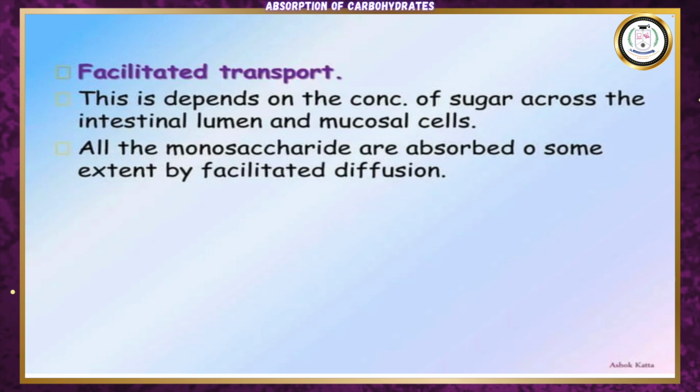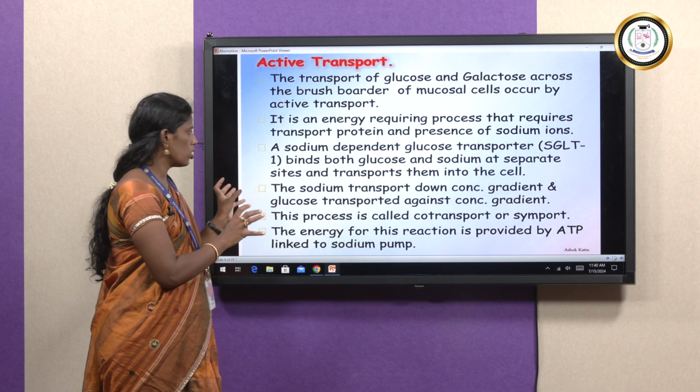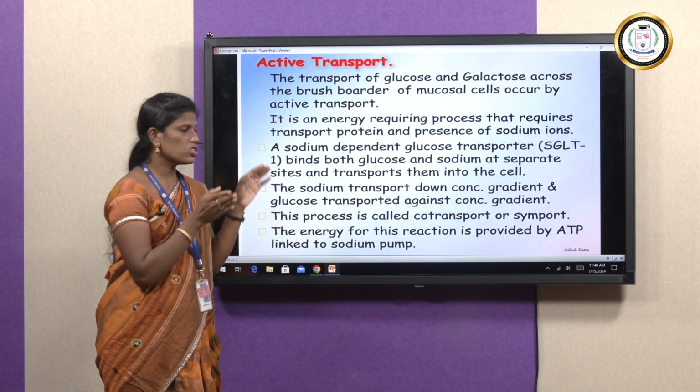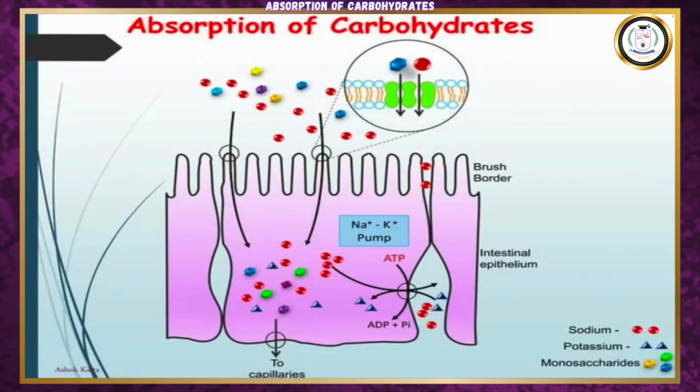The first one is facilitated transport. In facilitated diffusion, all the monosaccharides are absorbed easily. But active transport requires the sodium dependent glucose transporter, also called SGLT. It is called a co-transporter because it binds sodium and glucose at separate sites and transports them into the cells. So this is absorption of carbohydrate by the sodium potassium pump, with the help of energy in the form of ATP, it is absorbed into the intestine.